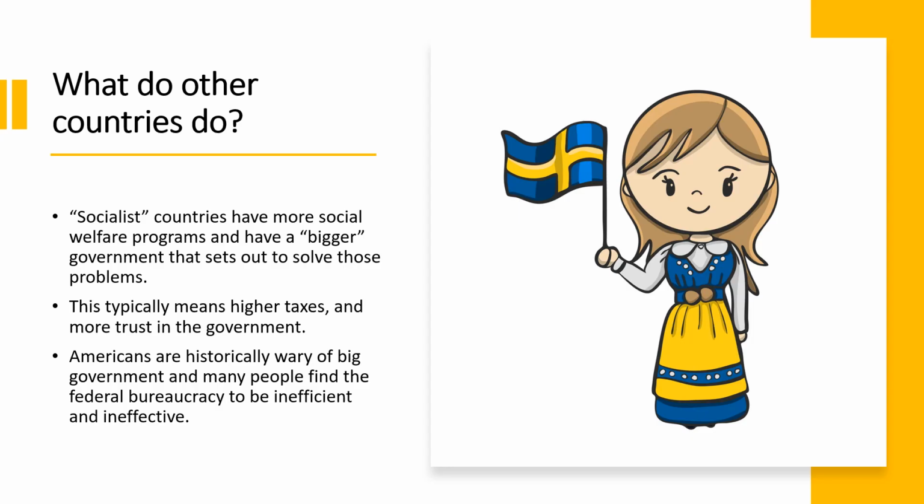So what about other countries? What do they do? Some socialist countries, the classic one we hear about is Sweden. They have more social programs, and they have a bigger government that sets out to solve these problems. What that means in reality is higher taxes, but also more trust in the government.